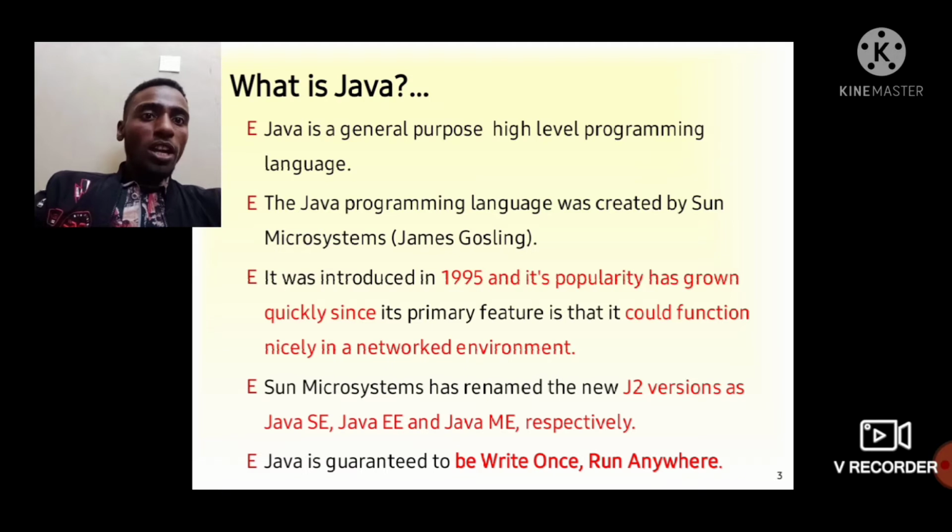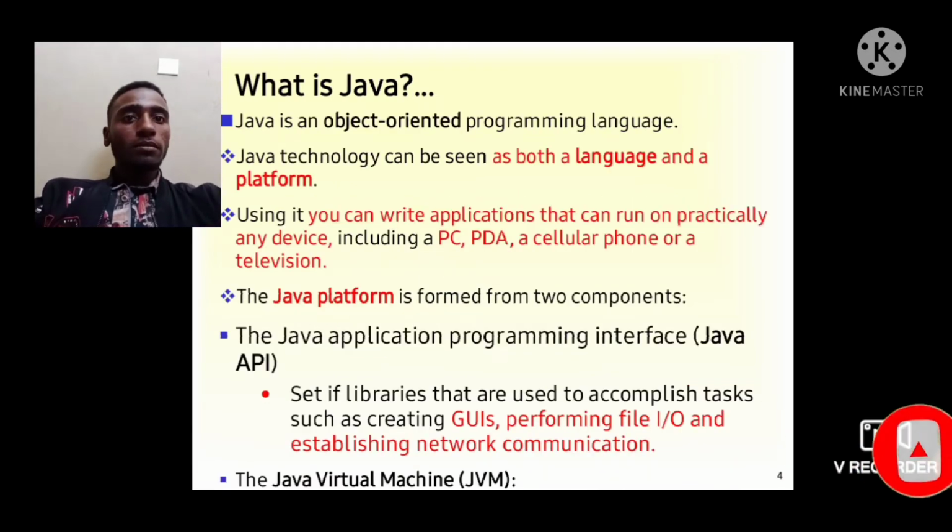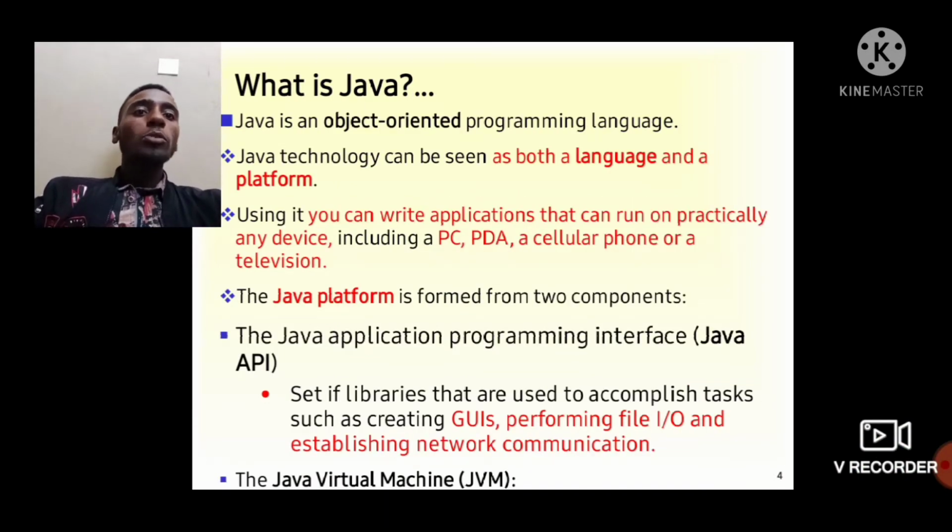Sun Microsystem has recently renamed the new J2 versions as Java SE, Java EE, and Java ME respectively. Java is guaranteed to be write once and run anywhere. When you write one Java program, you can run that Java program anywhere. Java is also an object-oriented programming language. Everything that you code in Java is an object. Because of this, Java is known as object-oriented.